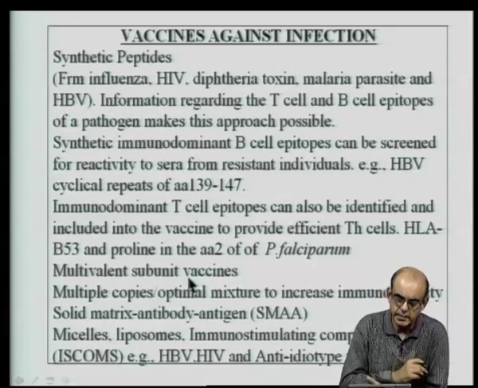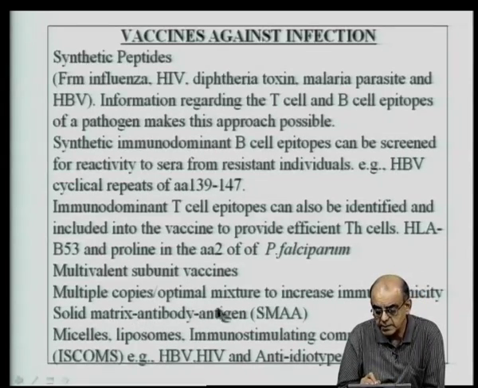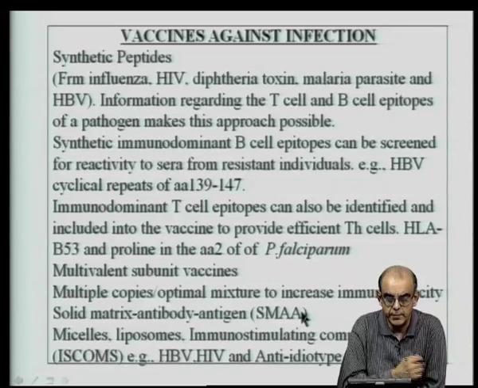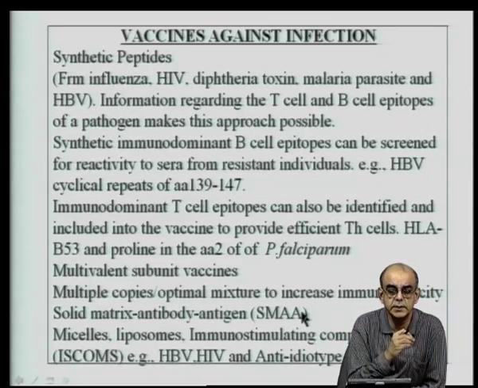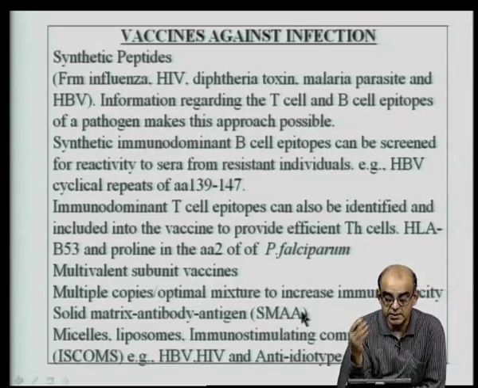In addition to this, of course, there are multi-subunit vaccines, which include multiple copies in order to try and optimize the mixture that would increase the immunogenicity of a particular antigen. For example, solid matrix antibody antigen complexes are what are called SMAA complexes, where you take a solid matrix like agarose and you couple an antibody against a particular antigen. And then you give that antigen that you want to immunize against. So, the antigen goes and couples to that antibody, and this entire complex is used as an immunogen, and because it is a complex, it activates the immune system and phagocytes much better.